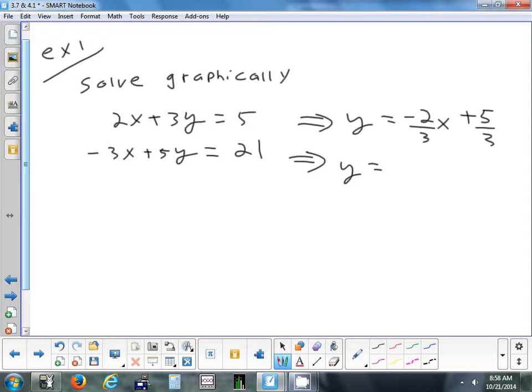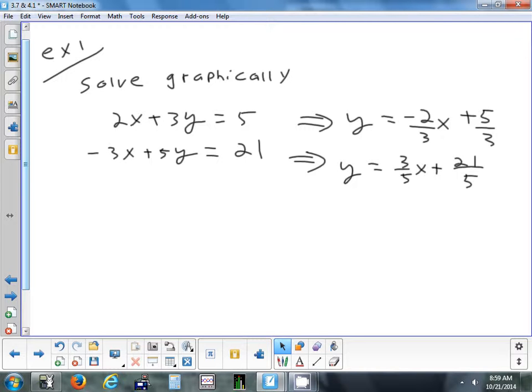Yeah, 3/5 x plus 21. Yes. So you bring the negative 3 to the other side, they become positive 3x, divide it by 5, it's 3/5 and 21. Just by looking at this problem, we know it's going to have a solution. It's possible you have lines that don't cross, but how do we know that these lines will?